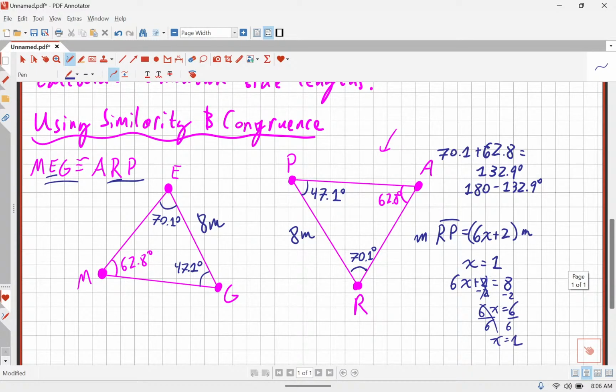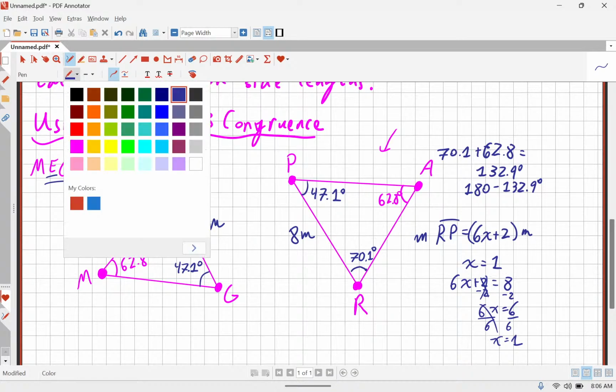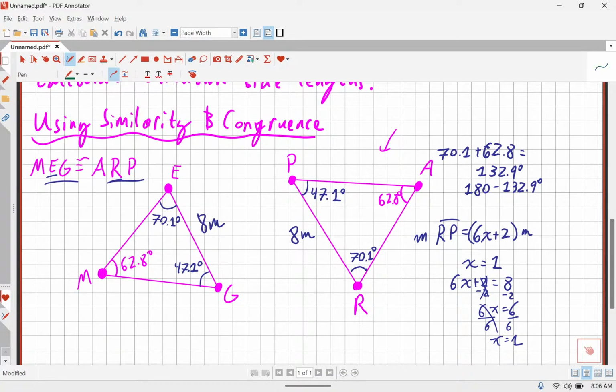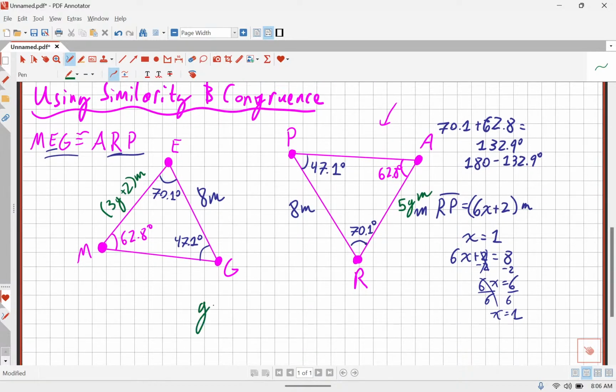Perfect. Very good. Last thing we're going to say about these two figures is what if I told you that ME was 3g plus 2 meters and AR was 5g meters? Can you tell me what g is and also what the measure of ME is? Talk to each other and let's see how that goes. Teach, teach.